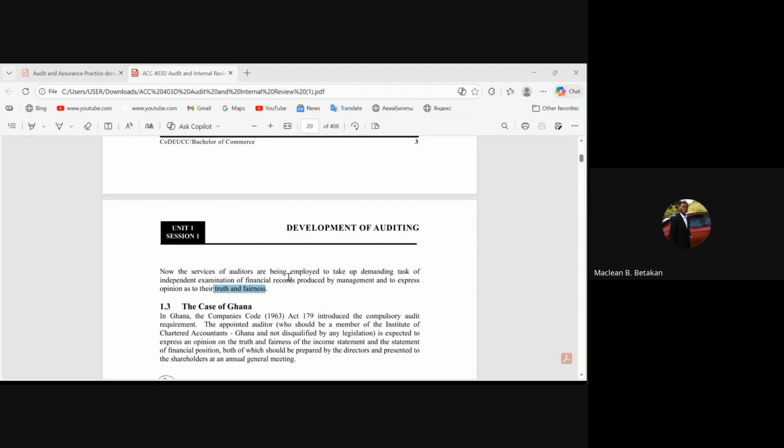However, we have different types of opinions, so we will look at them. Sometimes your true and fair view is qualified or unqualified. When it is qualified, it means you do not agree with something there. But if it is unqualified, it means in your best opinion, it is okay. You can also decide not to express any opinion because you are not in a better position and have no relevant information to express an opinion. We'll look at the audit report and different types of audit opinion.